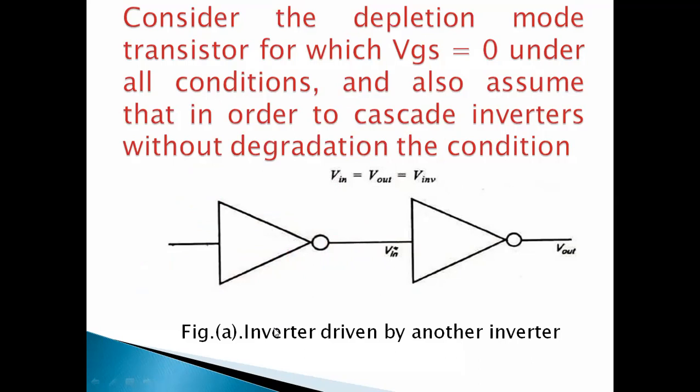The figure shows one inverter driven by another inverter. In this case, we are considering the depletion mode transistor with VGS equal to 0 under all conditions. Also, in order to cascade inverters, cascading meaning one inverter is connected to another inverter without degradation, the condition is Vin equal to Vout equal to V inverse.